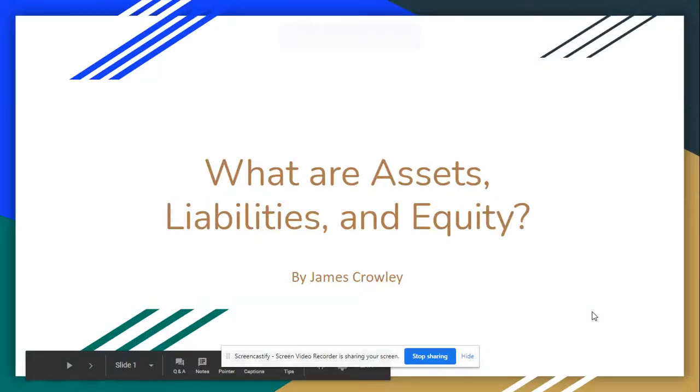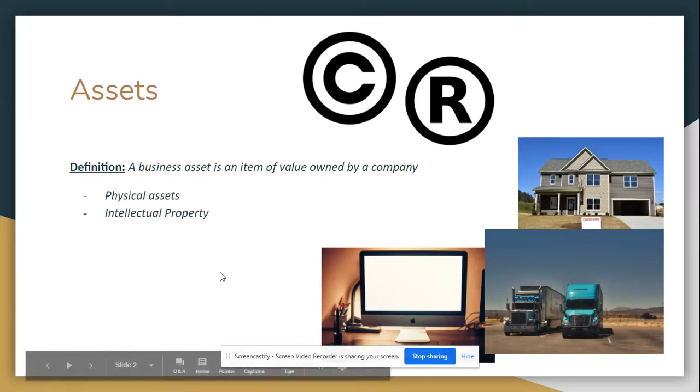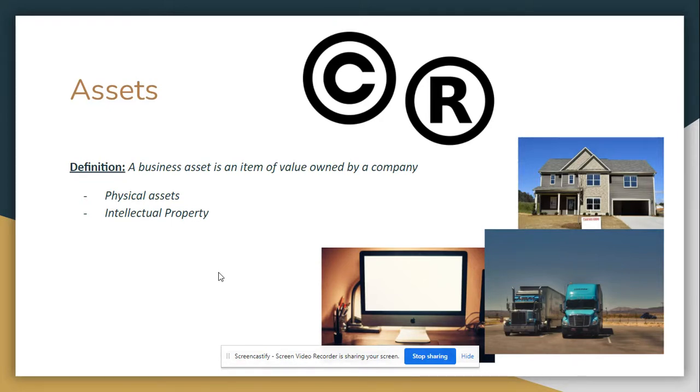Alrighty, what are assets, liabilities, and equity? So, as the definition implies up here, assets are very important to a business. However, it's very critical to understand the difference between tangible assets and what's called intellectual property.